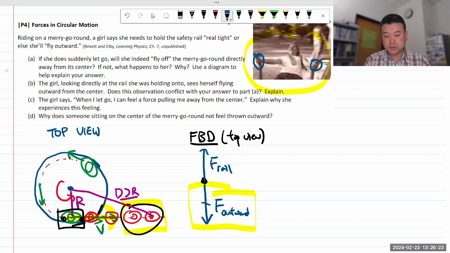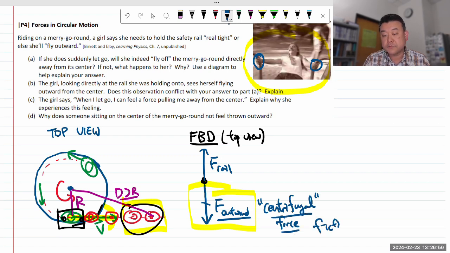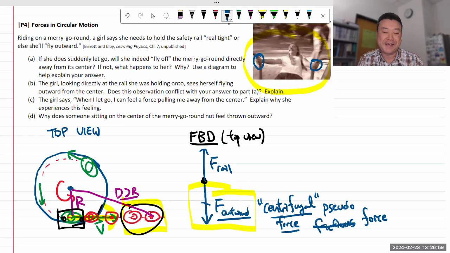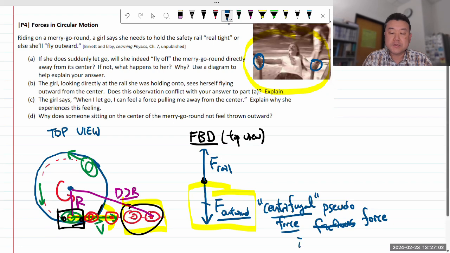So if you're taking this situation seriously and trying to think about where this outward force comes from, you need to pause. The answer is that it doesn't come from anywhere. And if you are tempted to answer centrifugal force, this is what we call a fictitious force or a pseudo force. I think pseudo force sometimes sounds a little bit better because it sounds smarter. I don't know. A pseudo force is one that happens in an accelerating frame.